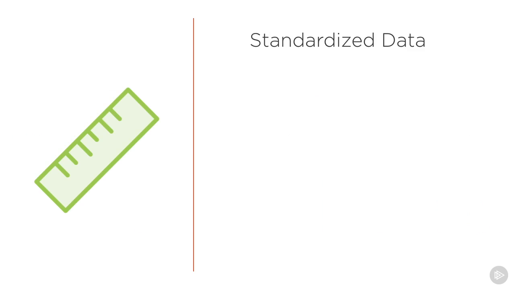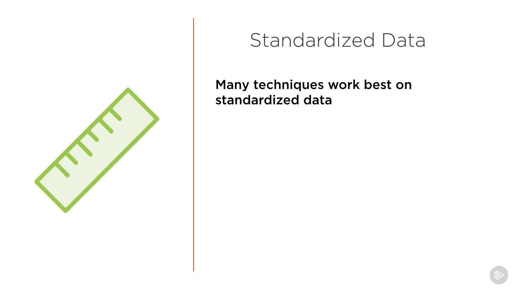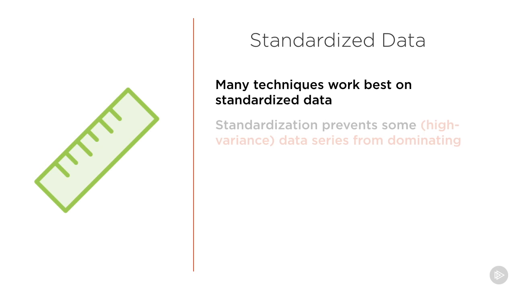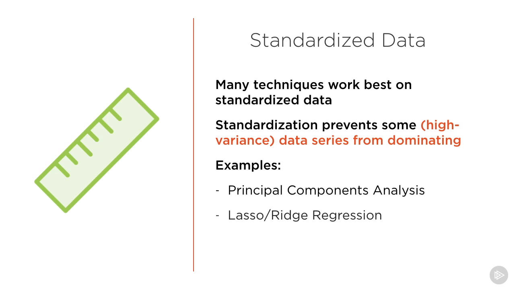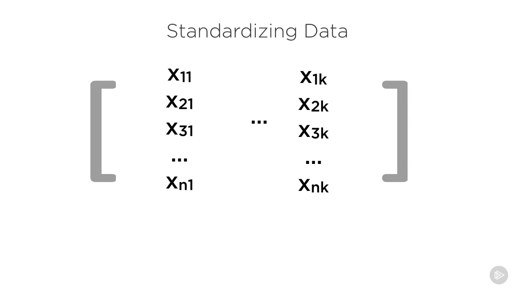Another feature transformation that is common when you work with machine learning is the standardization of data. This is because many ML techniques work best on standardized data, and standardization prevents some particular data series, which has very high variance, from dominating your data set. Some of the ML techniques that require standardized data are principal components analysis, which we use for dimensionality reduction, and lasso and ridge regression. Let's understand what it means to standardize your data.